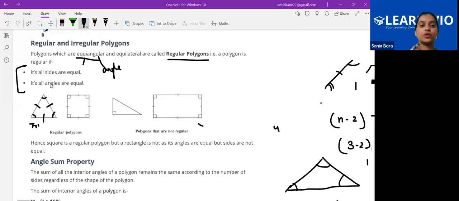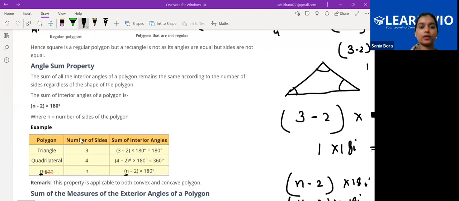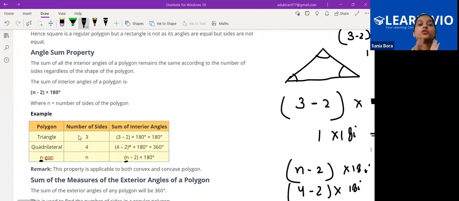So I hope you people got this, right? Everybody? Yes, ma'am. So regular means all the sides are equal and all the angles are equal, right? Irregular means all the angles are not equal and all the sides are not equal. Okay. Now coming to the most important part, students, which is the angle sum property.